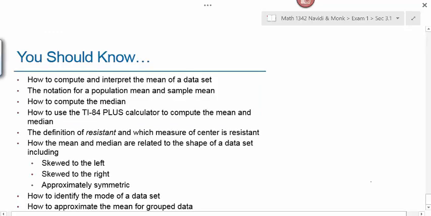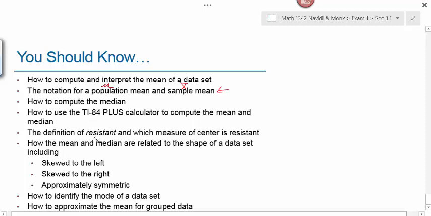There's a lot of things that we went over in this section, and you may have to review this video just to keep it all straight. We learned how to compute and interpret the mean of a data set, and the notation for population and sample. This was review. We already knew this. Population was mu, sample mean is x bar. We learned how to compute the median, how to do this on the calculator. We learned what resistant means.